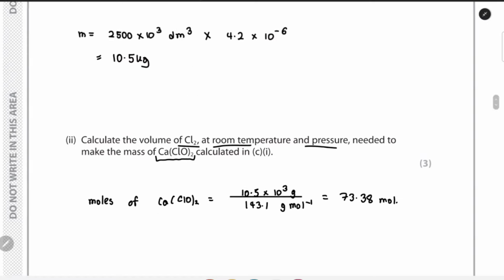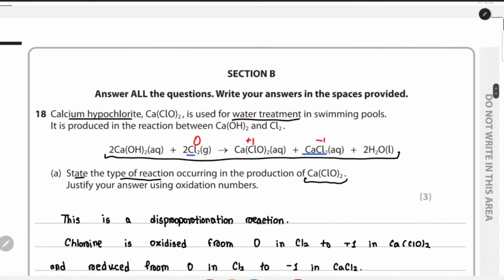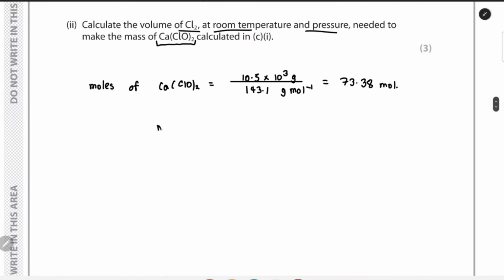Now since I have the mass of calcium hypochlorite, from there we can use the molar ratio. So for each mole of calcium hypochlorite, I need 2 moles of chlorine, so we have to multiply that value with 2 to get the moles of chlorine. So moles of chlorine will be twice of 73.38. This would be 146.75 moles. From here I can find the volume.